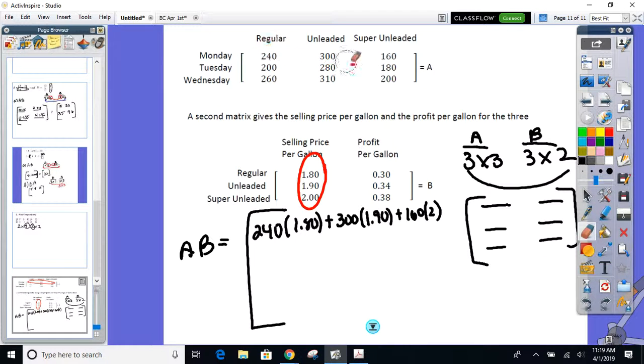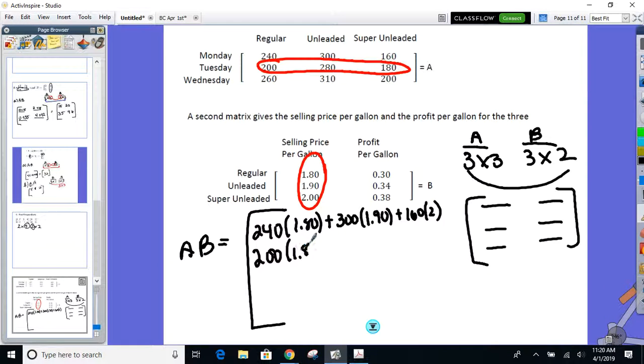And I'm not going to do all this. It's all on the video. Okay, right below it. Now I do 200 times $1.80. I got 280 times $1.90, and I got 180 times 2. And I go from there. Okay.